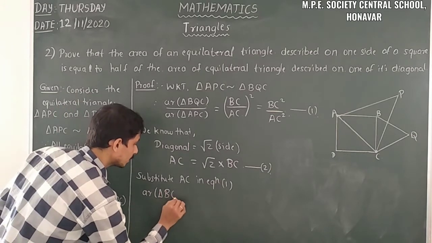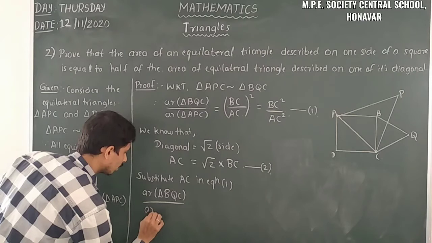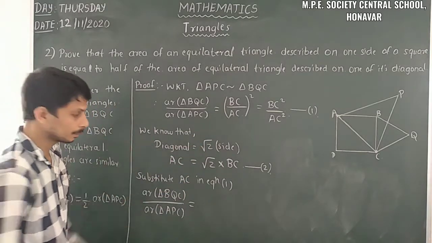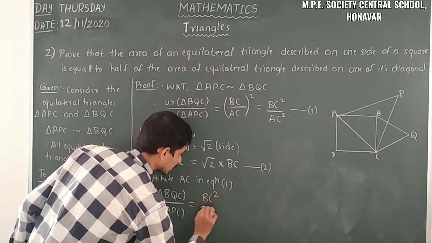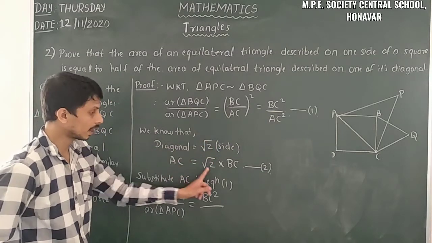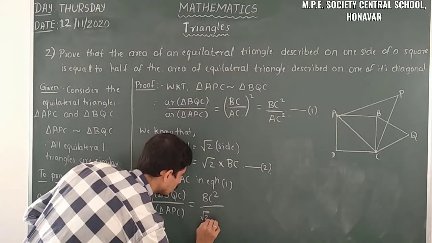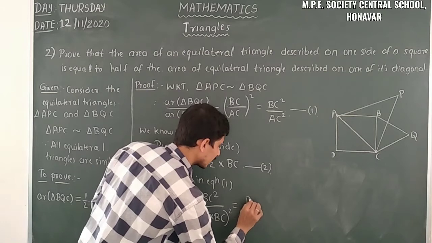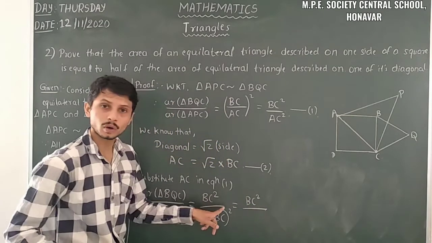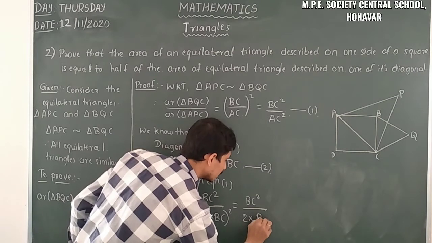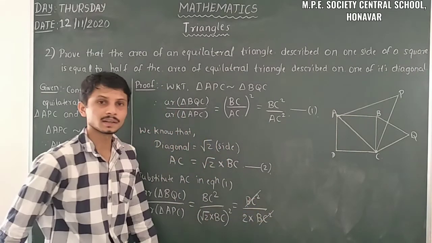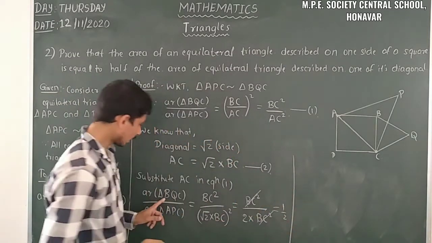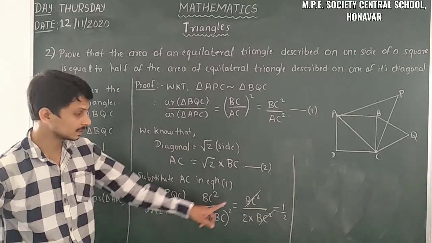That is, area of triangle BQC divided by area of triangle APC is equal to BC square, which remains as it is, divided by, in place of AC, we substitute root 2 into BC, that is root 2 into BC whole square. Here BC square remains as it is, divided by root 2 square, which means 2 into BC square. BC square and BC square cancel, so it is equal to 1 by 2. So area of triangle BQC divided by area of triangle APC is equal to 1 by 2.